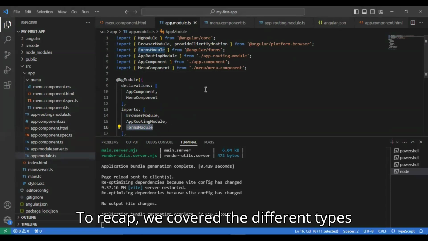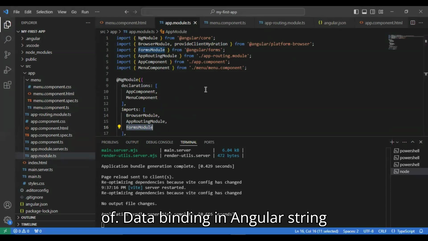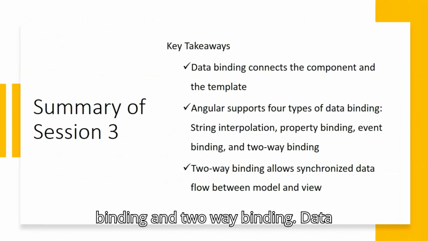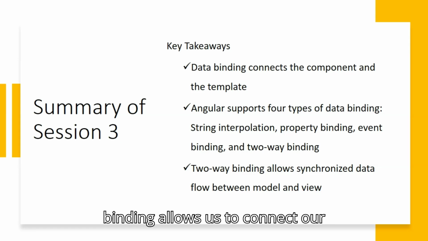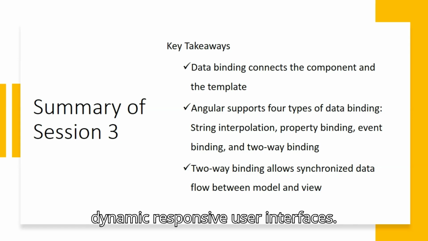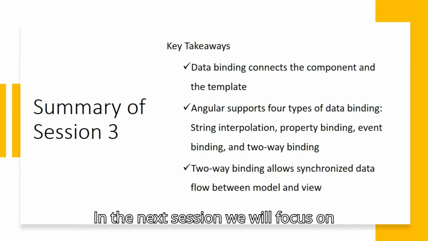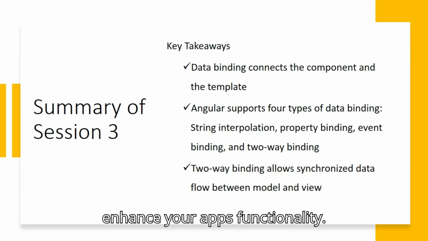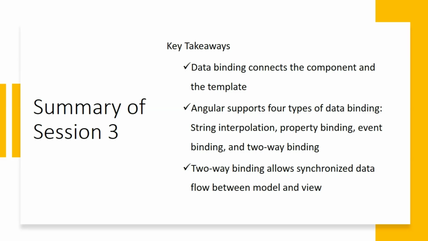To recap, we covered the different types of data binding in Angular: string interpolation, property binding, event binding, and two-way binding. Data binding allows us to connect our components' logic with the view, creating dynamic, responsive user interfaces. In the next session, we will focus on Angular directives and how they can enhance your app's functionality.